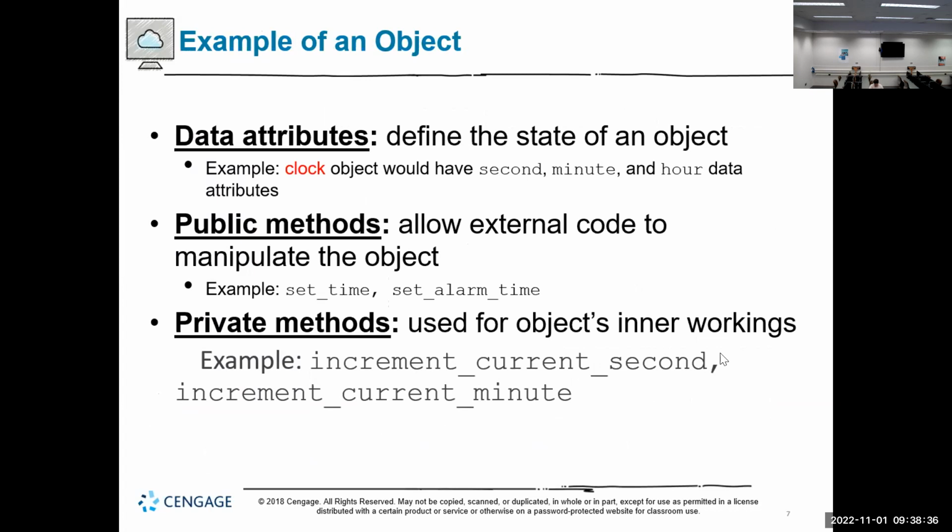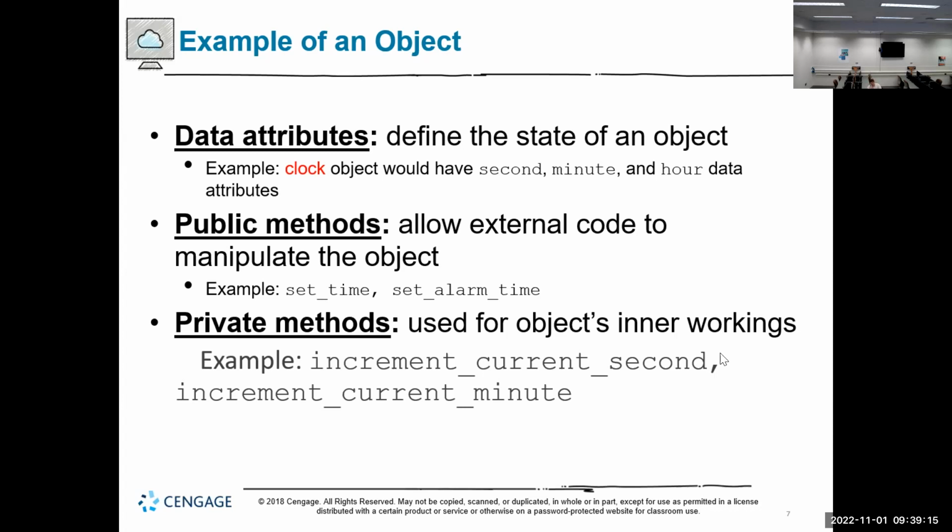Okay, so you have some examples of the parts of an object. The first thing is the data attribute. You can think of it as a variable, or as a parameter when you go with the function. It defines the state of the object. For example, if you have a clock object, you have second, minute, and hour data attributes. So whenever you see what time it is, you sum up the attributes of second, minutes, and hour here.